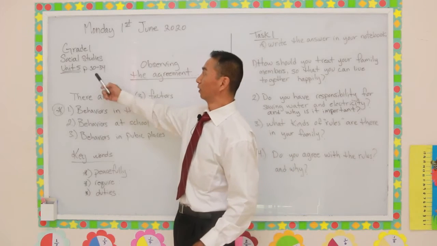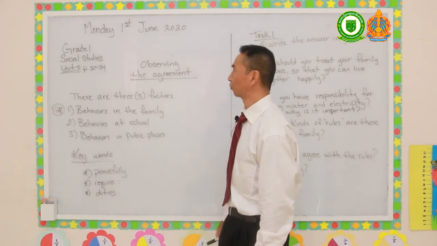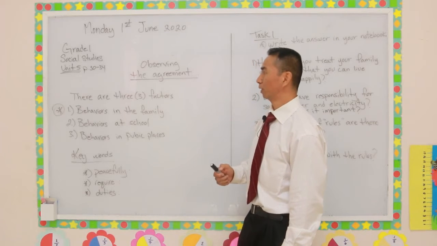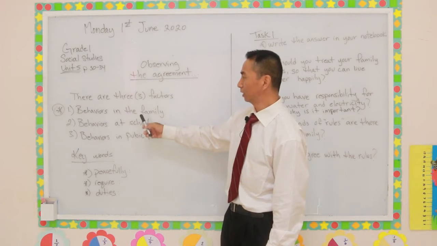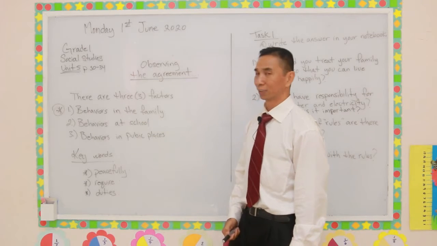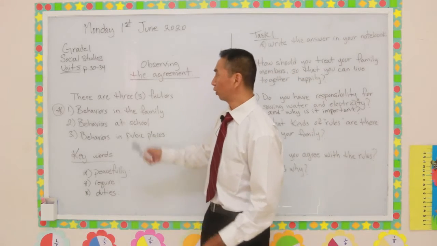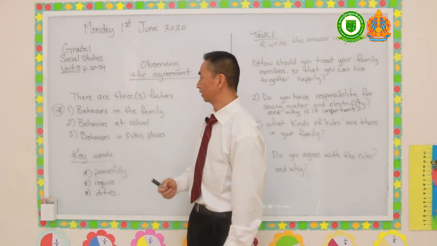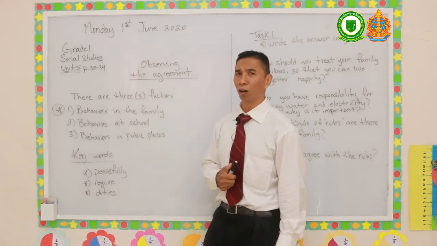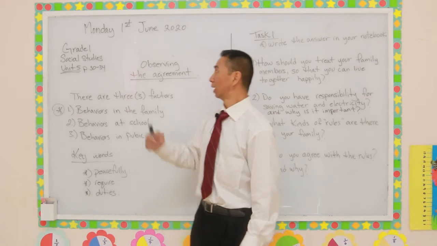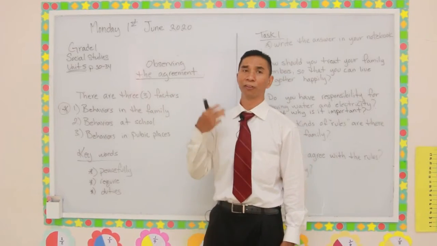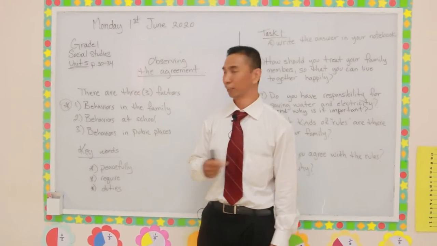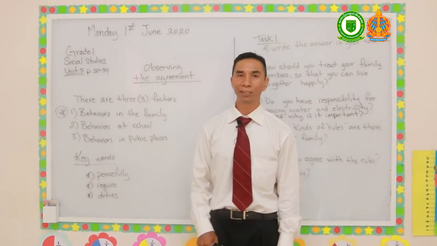Today, Unit 5 is on page 30 to 34 in your book. And 30 to 34 is entitled Observing the Agreements Between the Families, School, and Public Places. For this first video, we're only going to talk about the first agreements, which is behaviors in the family. So what are behaviors in the family? And how do we observe the agreements within the families? Can you give me any kind of clue or idea about behaviors in the family?